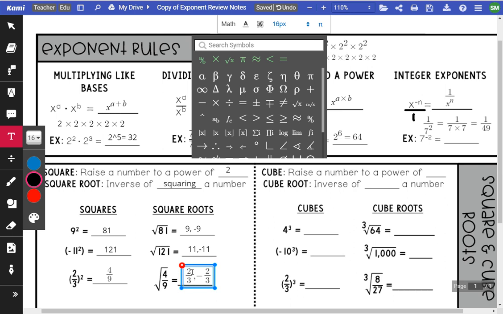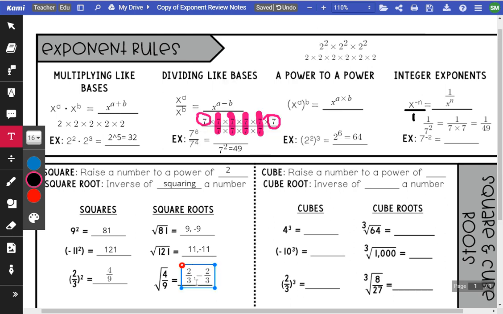I know that we haven't talked about that in class, and really if it's just asking you for the square root, giving the positive is what we would assume. But if it is an equation, if it says x squared equals 2/3, what could x be? You would need to give the positive and the negative.